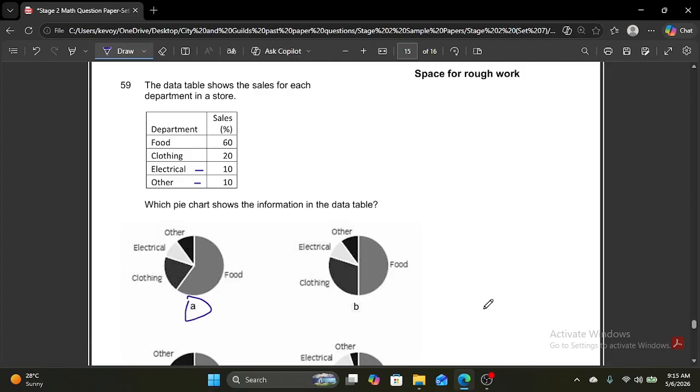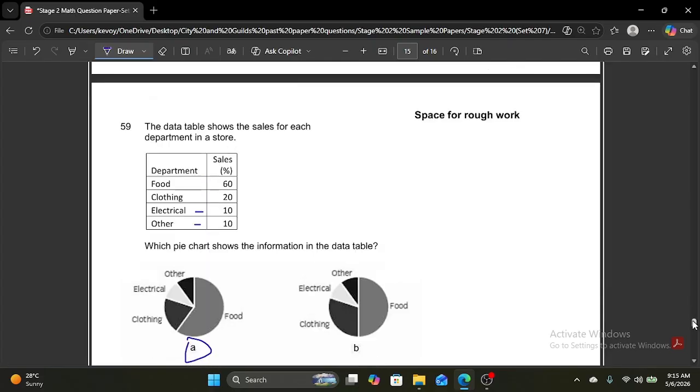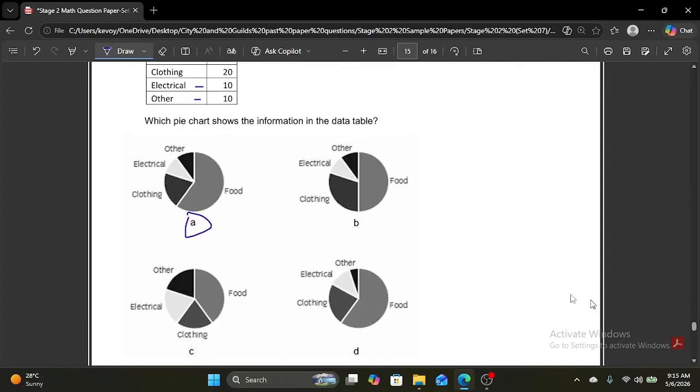Let's look at the others. Food right here would be 50%. That's not 60, so it wouldn't work. Electrical and other have different proportions right here, so it wouldn't work. C definitely could not work because clothing, electrical, and other have the same proportions. So A is the answer right there.